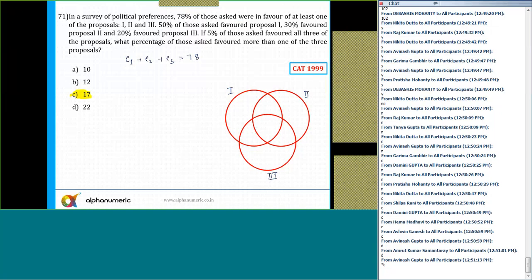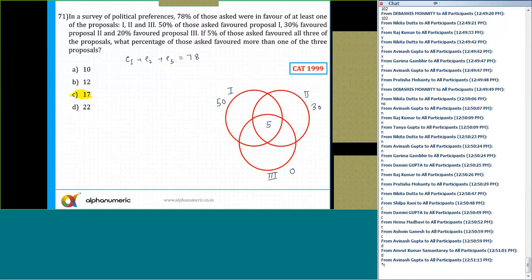50% of those asked favored proposal 1, 30% favored proposal 2, and 20% favored proposal 3. 5% of those asked favored all 3 of the proposals. So all 3 is equal to 5. What percentage of those asked favored more than one of the 3 proposals? Now more than one means 2 and 3.